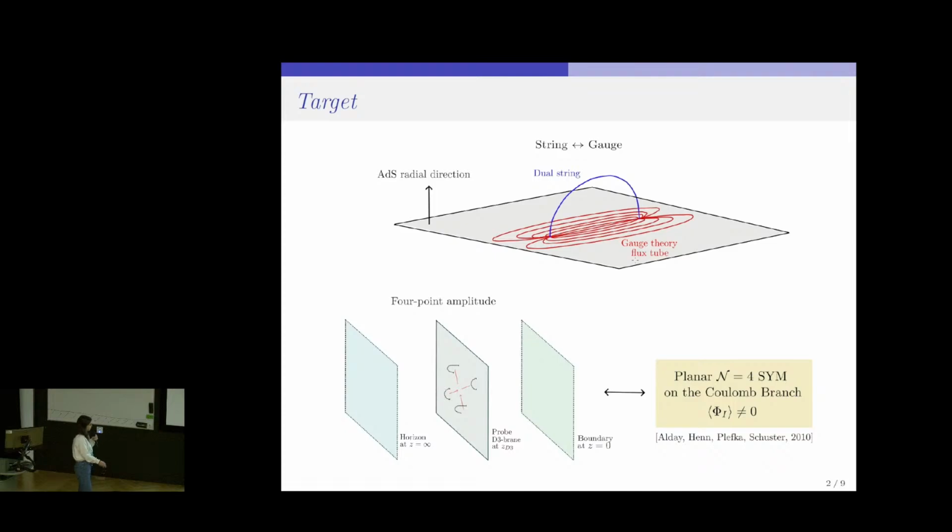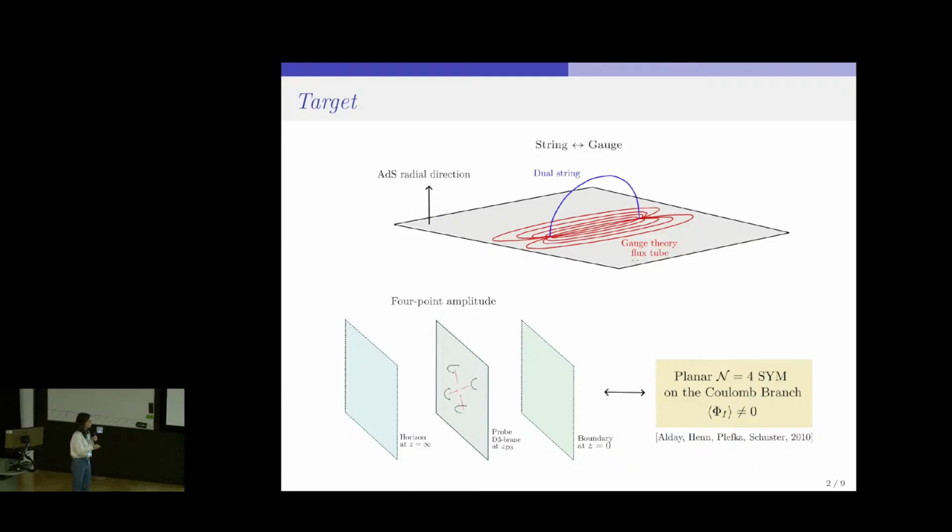So an interesting object that we would like to study and understand more is the gauge theory flux tube. And we know that thanks to the gauge/string duality, this is dual to an open string, which extends in the radial direction of AdS. So in order to probe the dynamics of these objects, we are going to consider the following observable.